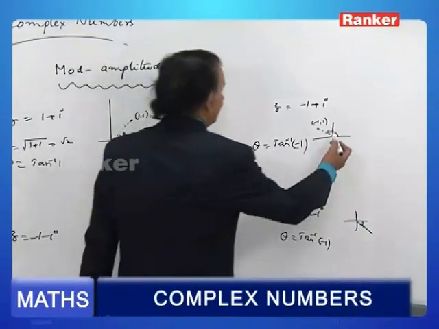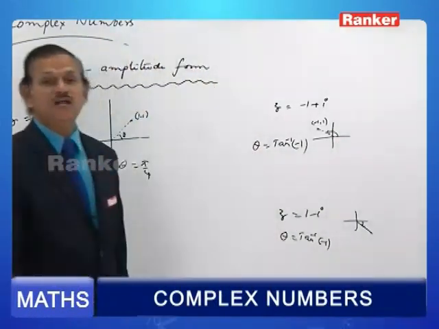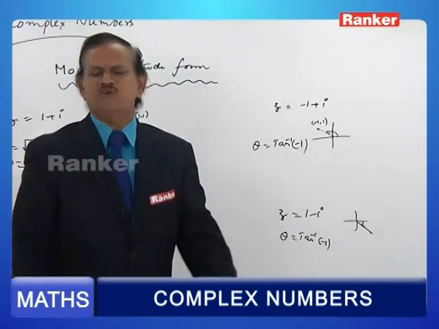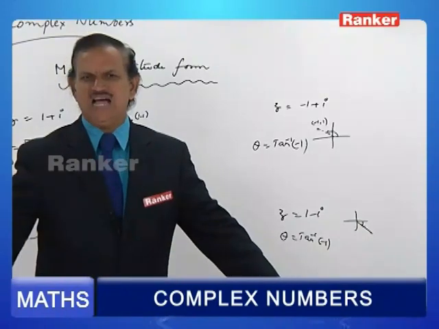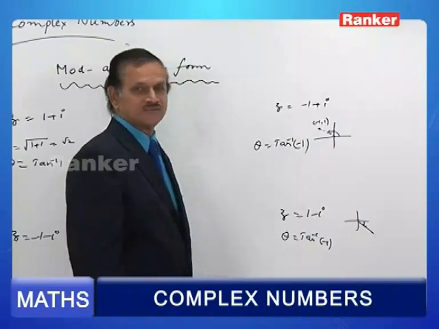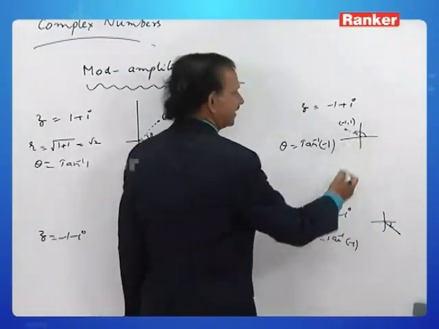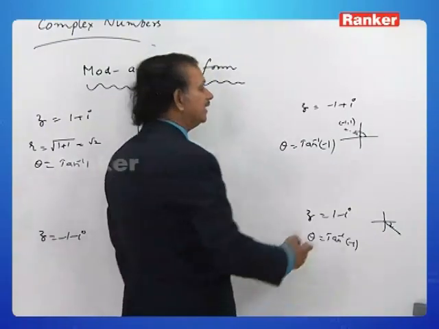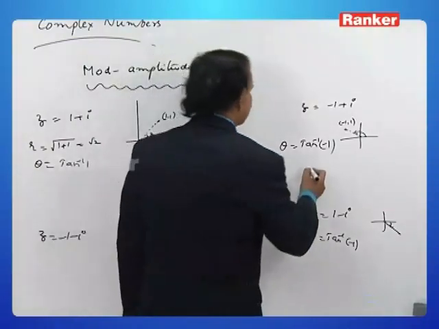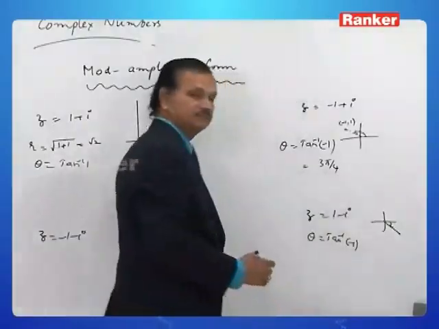Right. So here this is tan inverse of minus 1. Usually you take tan inverse minus 1 to be minus 45 as a rough estimate. But it is wrong in this case. This angle cannot be said to be minus 45. This is nothing but pi minus 45, or 135, or 3 pi by 4.